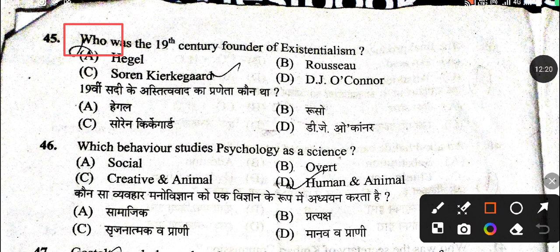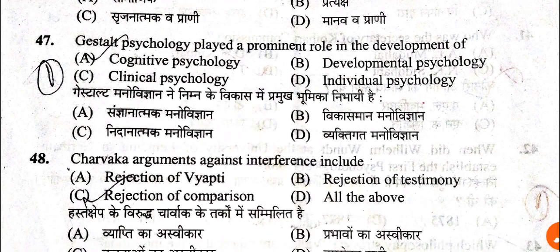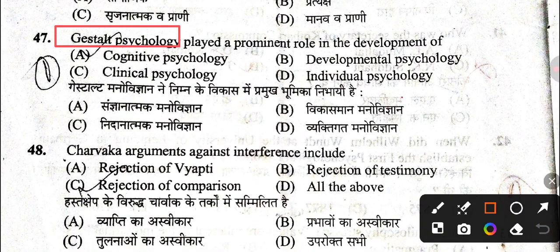Which behavior studies psychology as a science? So it is human and animal behavior according to the answer key. Right answer is the option. Gestalt psychology played a prominent role in the development of cognitive psychology.